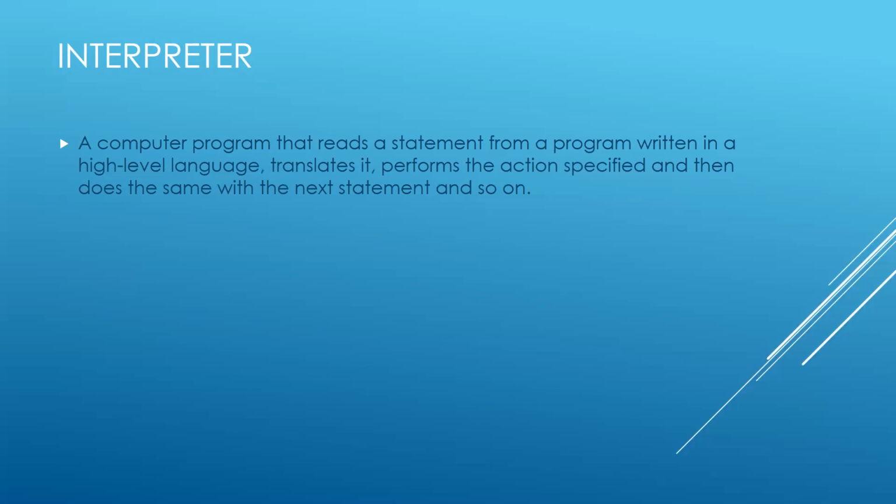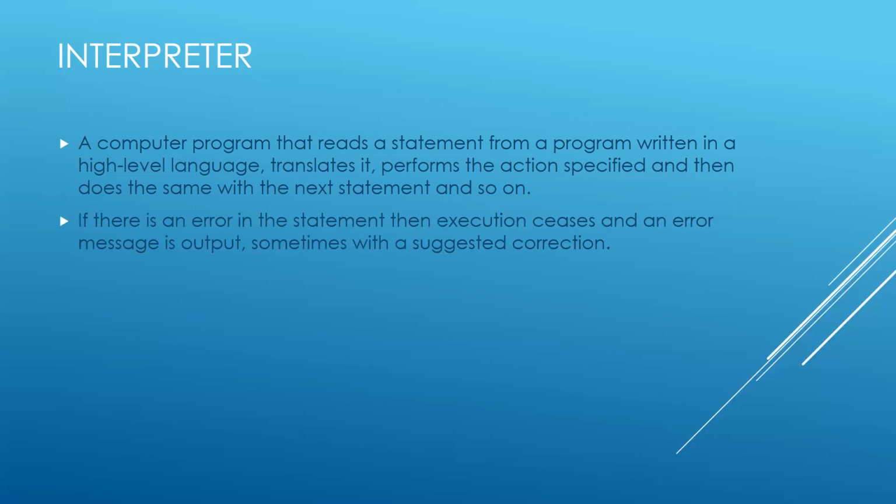So similarly, the interpreter will pick up one statement in a high-level language program, translate it, perform the action, and then move back. And then it performs the action on the second line, translates it, performs the action. Then it picks up the third line, translates it, performs the action. In this manner, the whole program will be interpreted line by line, picking up the statement, translating it, and executing it. On the contrary, the compiler was translating the whole program in one go.